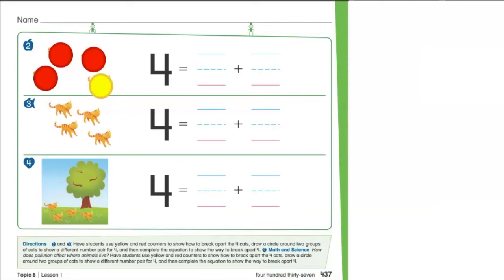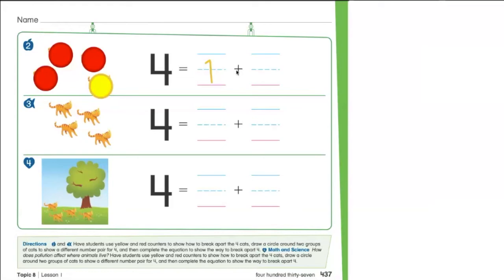How many of the cats have a yellow counter on them? Can you tell me? One cat has a yellow counter on it. So I'm going to write 1. 4 equals 1 plus. Now what do I need to do?